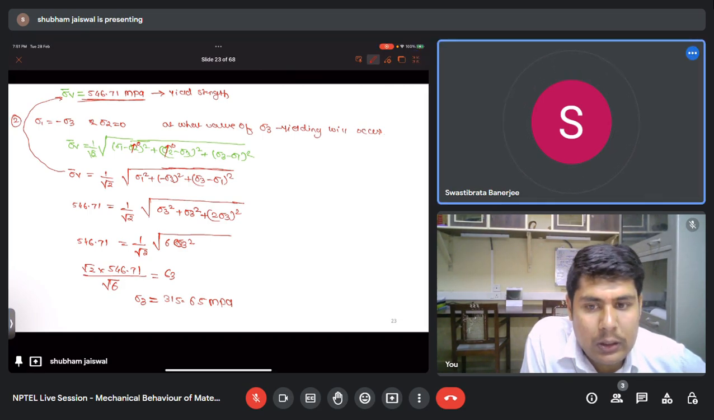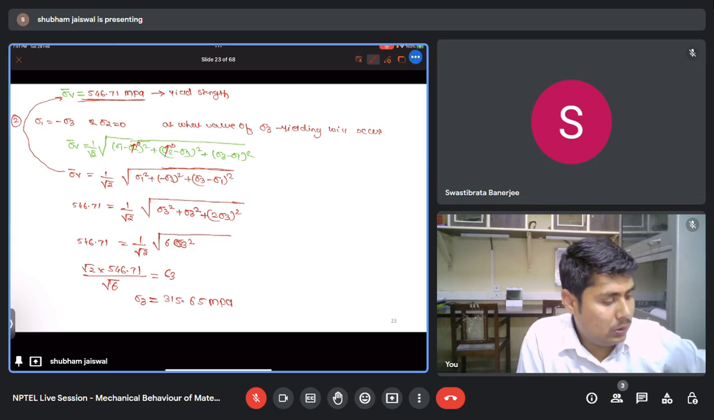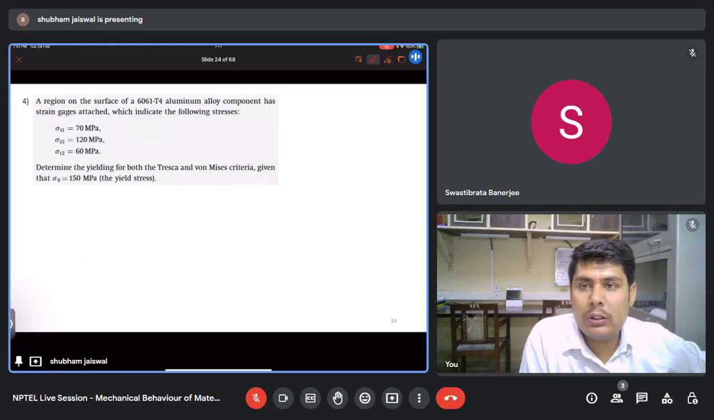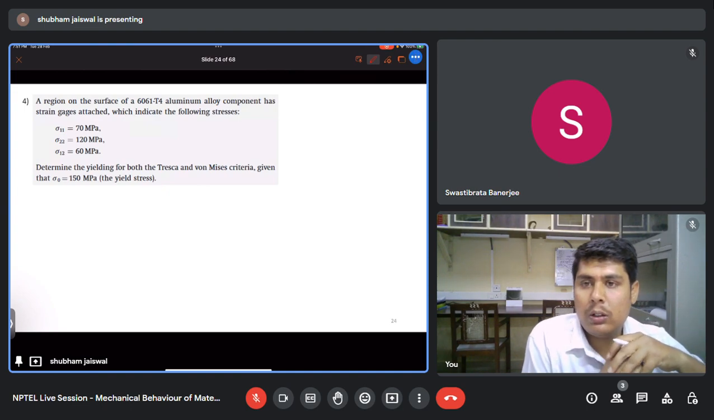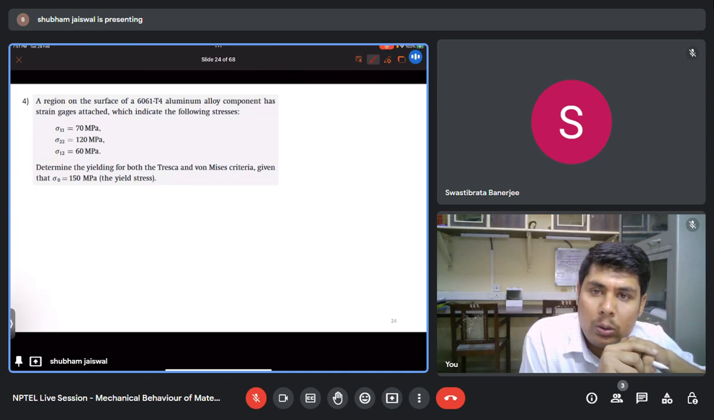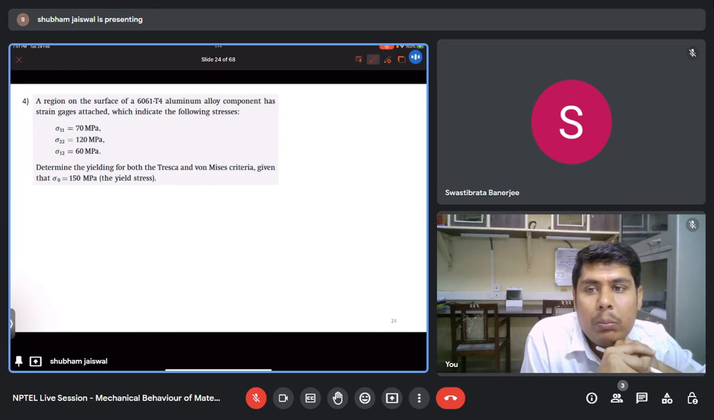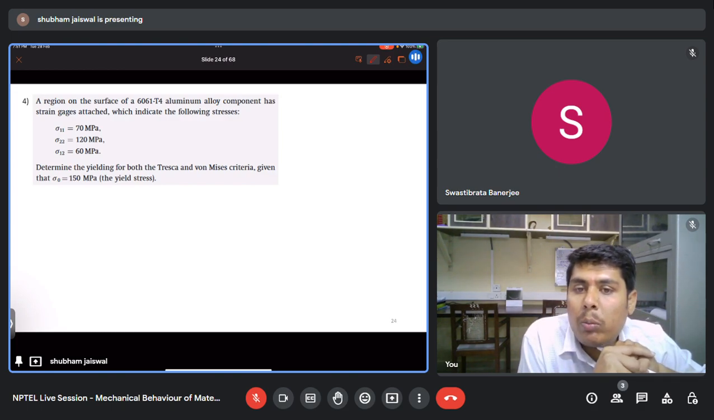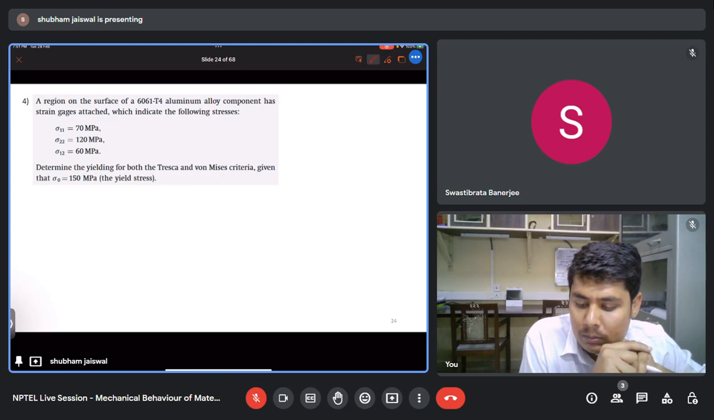So this was the question. Here the third question is given. A region on the surface of a 6061T4 aluminum alloy component has strain gauges attached, which indicates the following stresses: sigma 11 70 MPa, sigma 22 120 MPa, sigma 12 60 MPa. Determine the yielding for both the Tresca and von Mises criteria given that sigma naught is equal to 150 MPa.